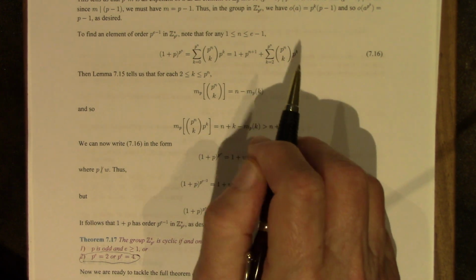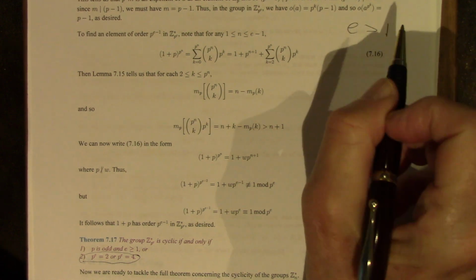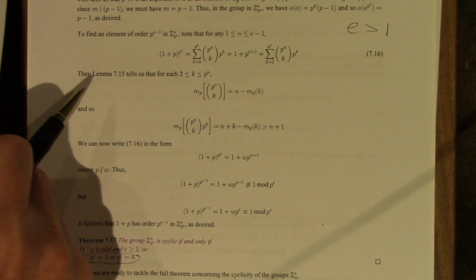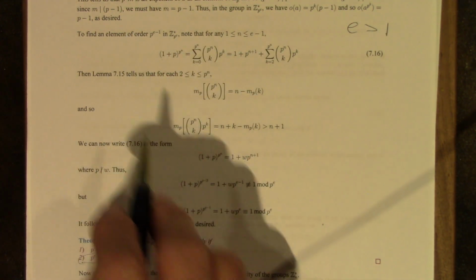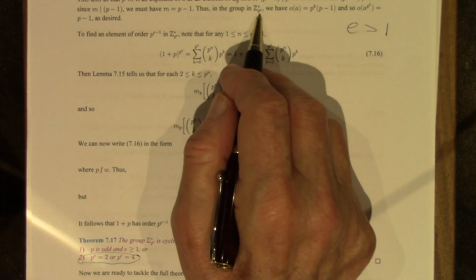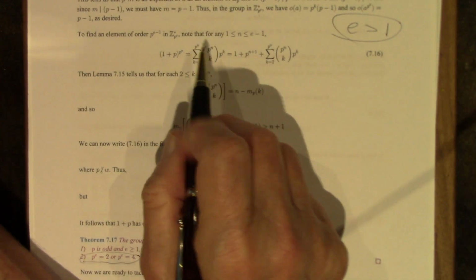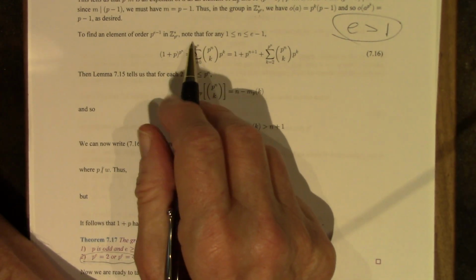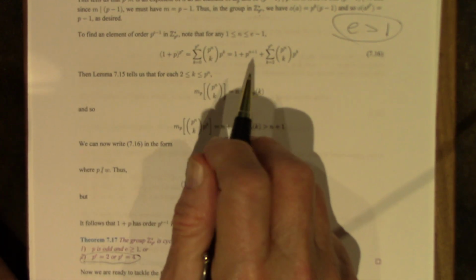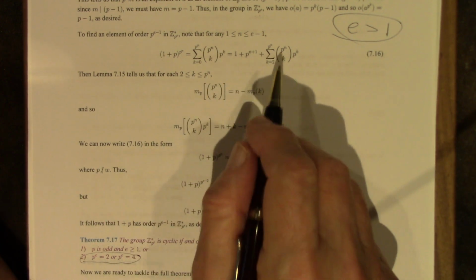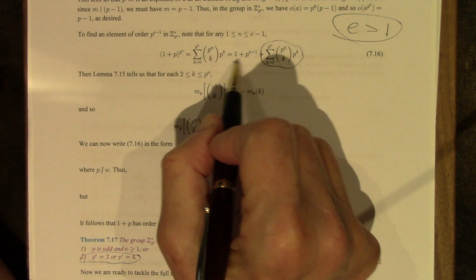We're assuming now that e is bigger than 1. Let me just jot that over here, because as far as Z_{p^e} star is concerned, when e is 1, it's Z_p star, and we already know that's cyclic. All right, now the lemma that we started this discussion with tells us something about these terms, the terms in this sum. This is why I pulled these two out.